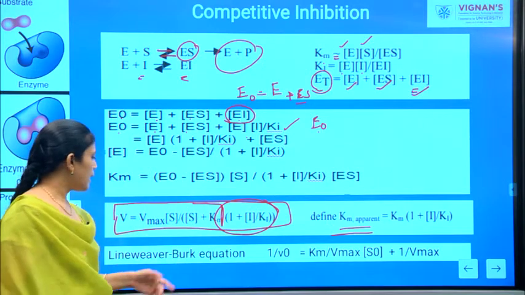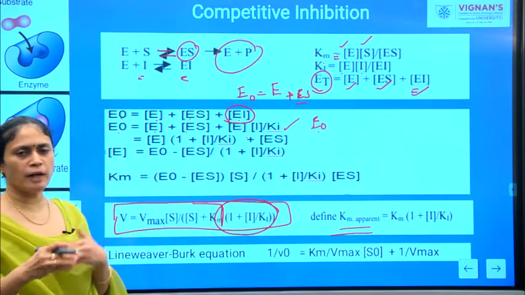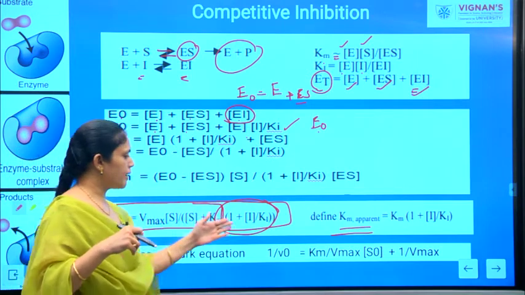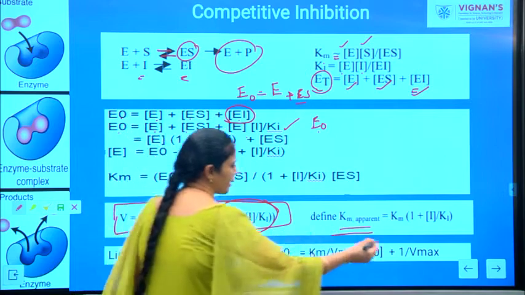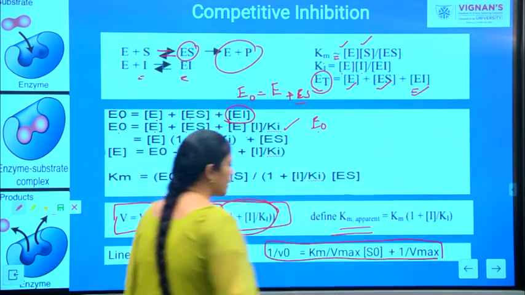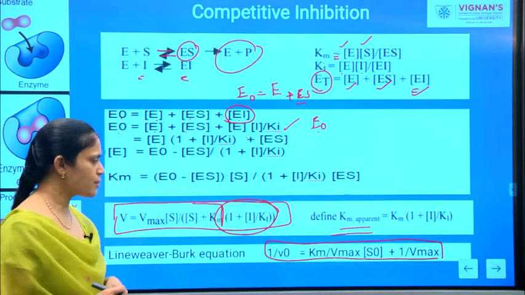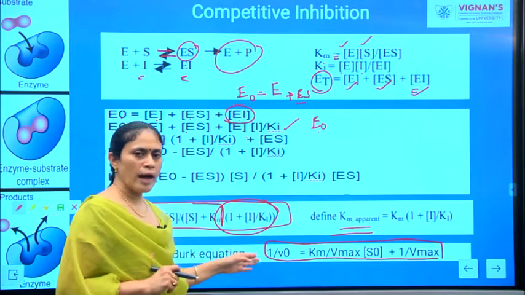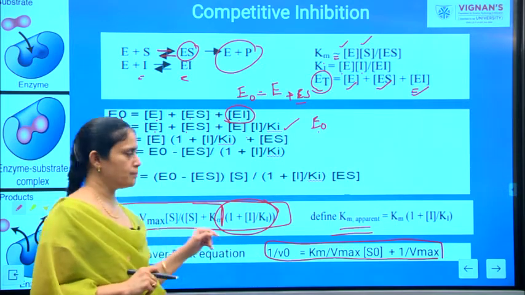Let us consider the Lineweaver-Burk equation, which we obtain by taking the inverse of the Michaelis-Menten equation. If you take the inverse, we get the expression like this: 1 by V naught is equal to Km by Vmax into 1 by substrate concentration plus 1 by Vmax. This is nothing but your Lineweaver-Burk equation.